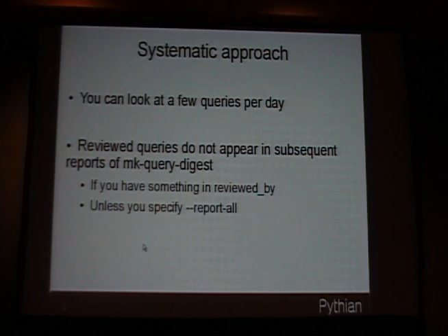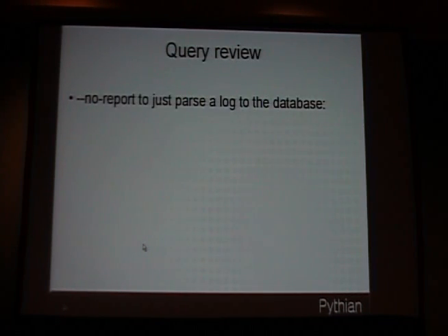So if you specify report all, by default, actually, the --report flag is set. So if you specify --report all, it'll say, show me everything, even if I have reviewed it. So, --no-report will just parse the log to the database, and you'll get no output, right? So we got output, I showed you that whole thing, but if you just want to say, okay, here's a new log file for you, maybe you'll automate that. It just parses that log to that database, and you're done.